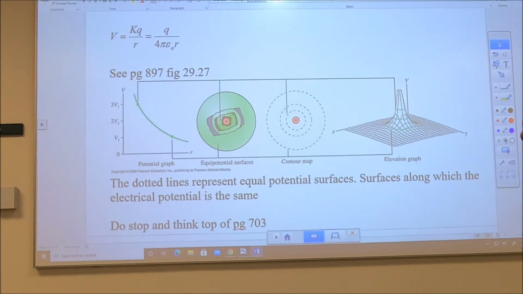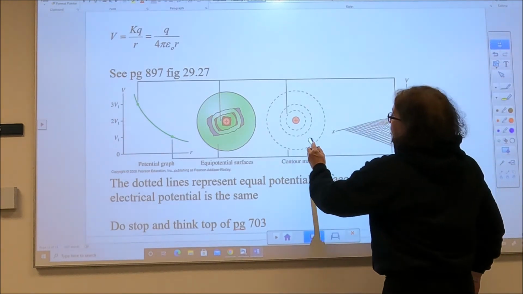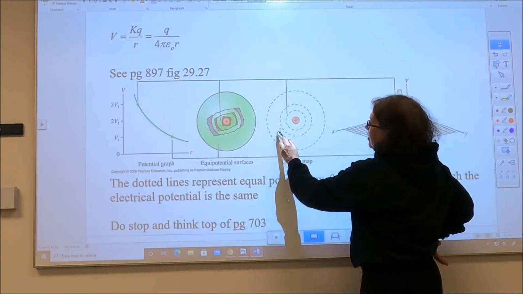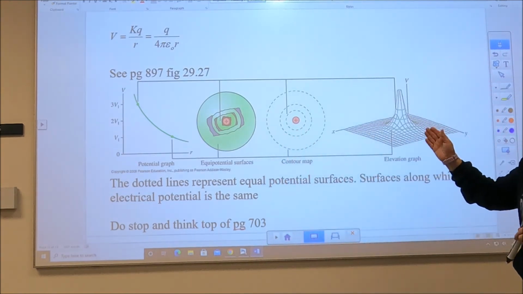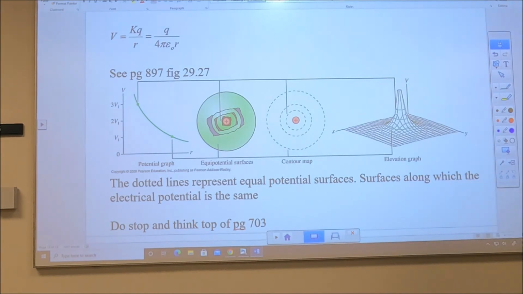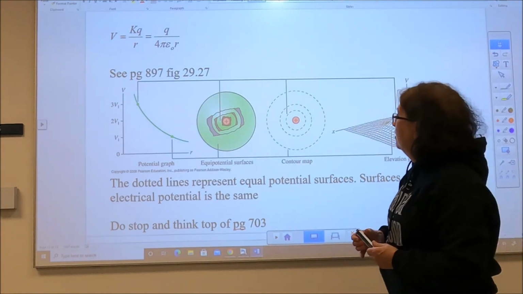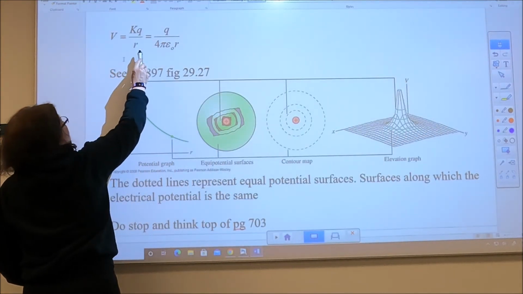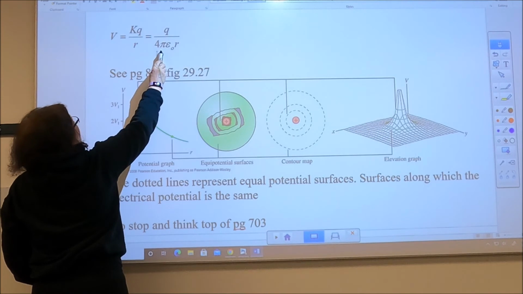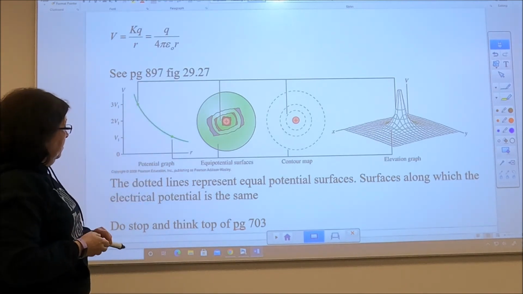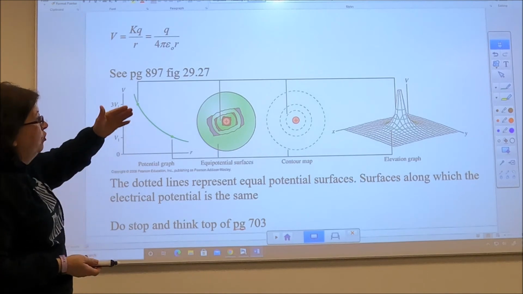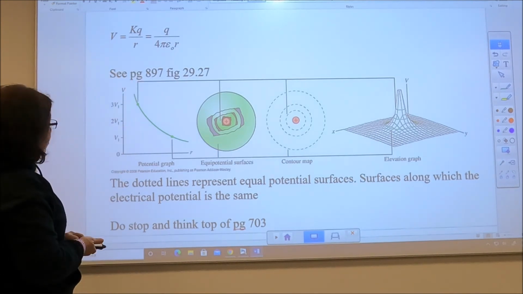That means that the equal potential surfaces around a point charge are not going to be equally spaced. In fact, as you move out further, they're going to be further apart. So you notice here to here to here, okay? It drops off as a factor of R. So it's KQ over R, or Q over 4 pi epsilon 0 R. The dotted lines represent equal potential surfaces, and it drops off as a factor of R.